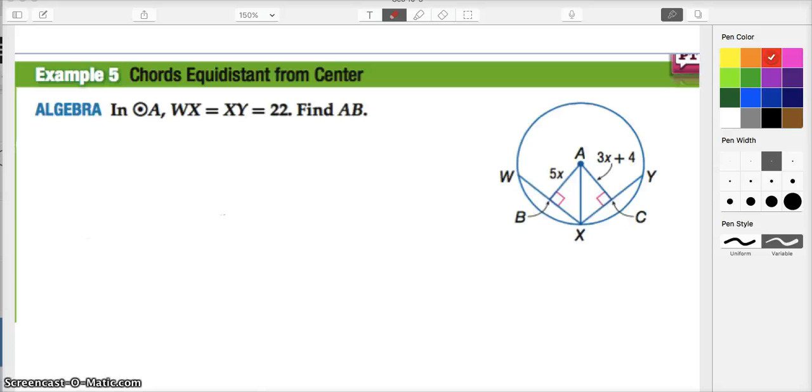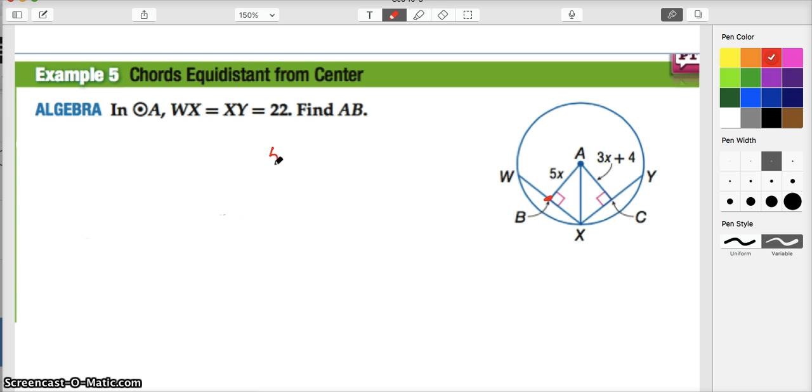So we've got chords that are equidistant from the center here. In circle A, that's the one we're looking at here, WX and XY both have the length of 22. We are supposed to find the value of AB. And AB, let's see, is this segment right here. So we've got to find that segment. Well, what the theorem just told us, if we've got two chords that are equivalent, then we know their distances have to be the same.